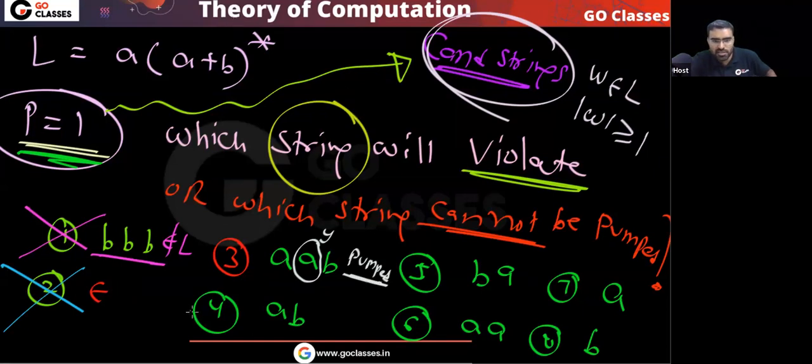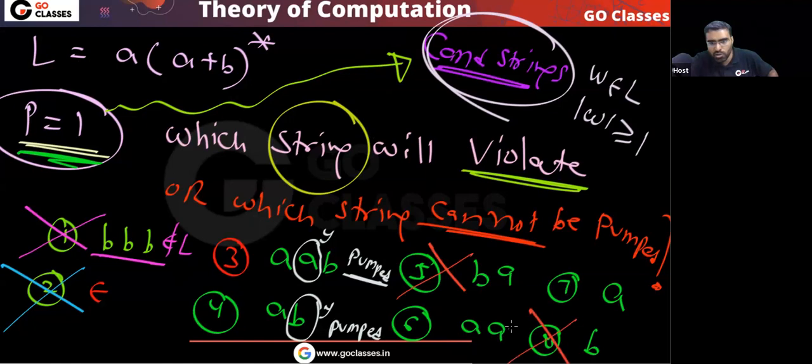Next, what about this string? Can you pump it? Yes, you can take this as y, so this string also can be pumped. What about this string? Which y will you take? No, this is not even a candidate string. We don't care about this string, and we don't care about this one either.